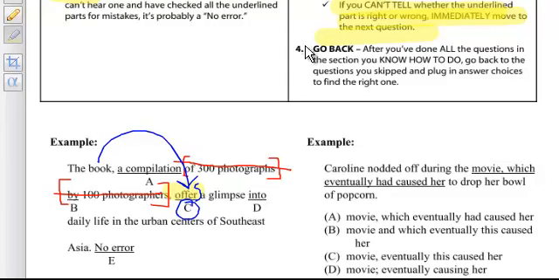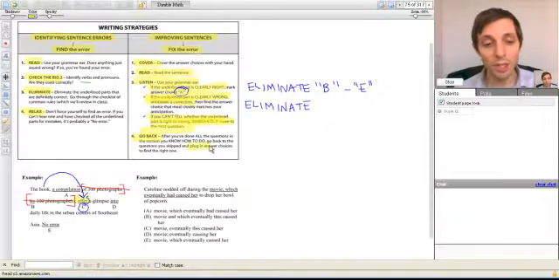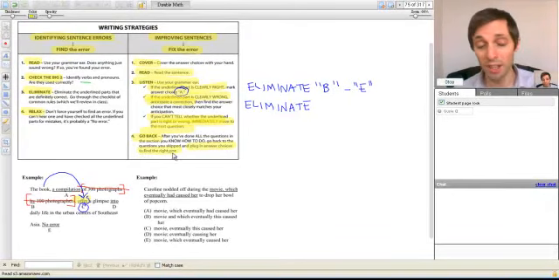Which brings us to step 4 then, go back. If you did end up skipping a couple because you couldn't tell if the underlined portion was right or wrong, go back to those at the end when you've just got 2 or 3 minutes, however much time left, and you can start plugging in answer choices to try to find the right one. The reason we save this for last is that this is not a very efficient strategy. Again, if you're having to read the sentence 4 or 5 or 6 or 7 times, that's going to take time and it's not going to be very efficient. So save that till the end as a last resort.